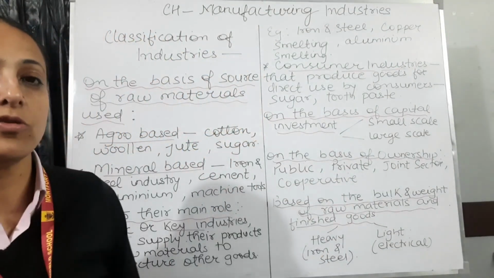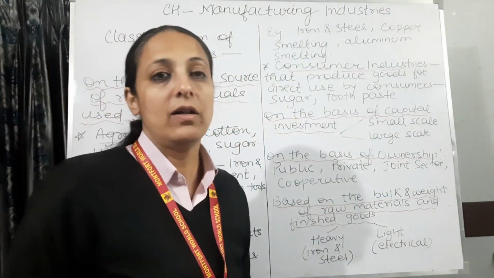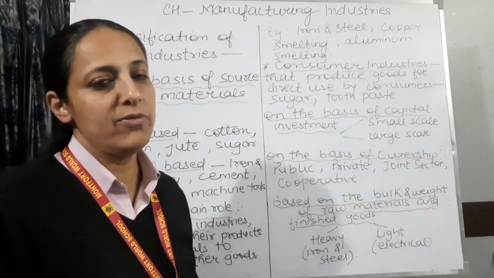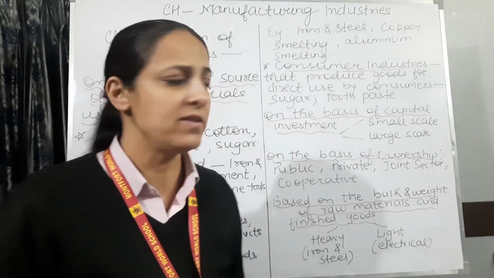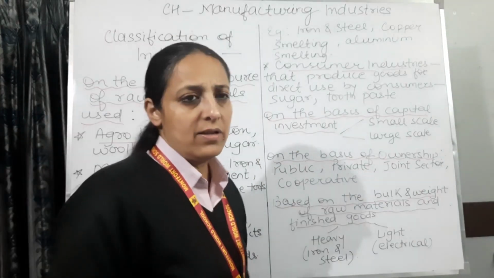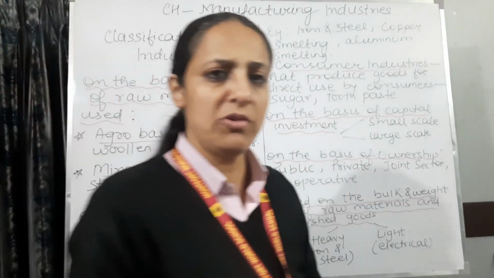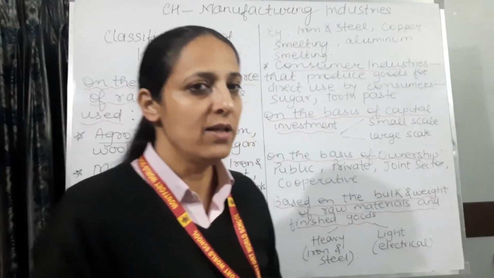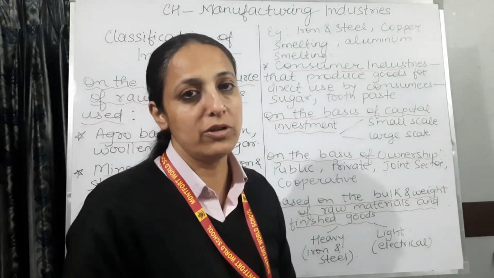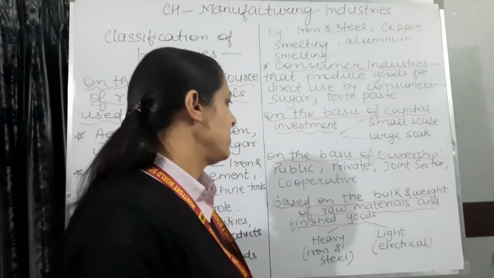Then private, which is owned and operated by private individuals or a group of individuals, like Tisco and Reliance. Joint sector, in which private individuals are there and the government also has a role, like Oil India. Maruti Udyog is also a joint sector industry.